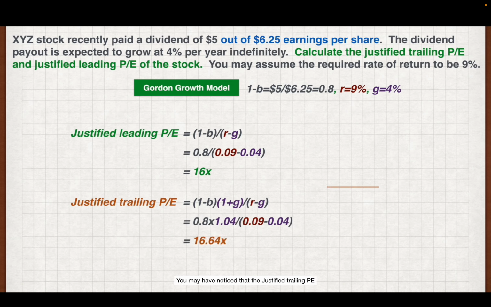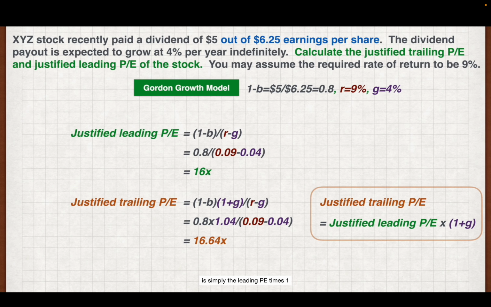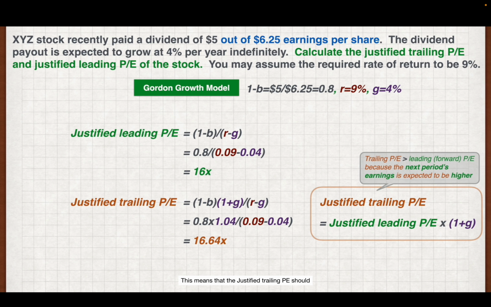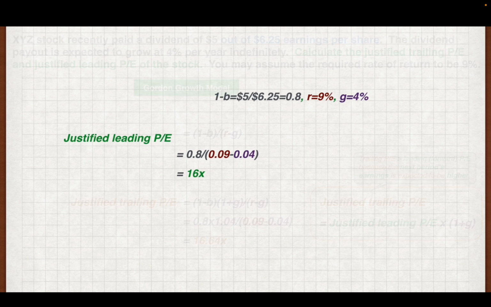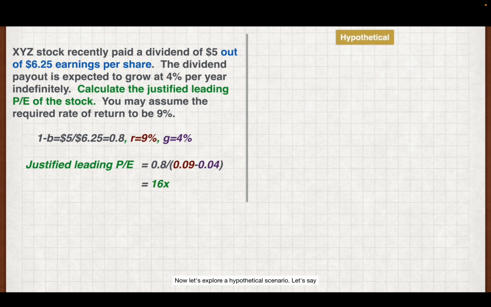You may have noticed that the justified trailing PE is simply the leading PE times 1 plus growth rate. This means that the justified trailing PE should always be higher than the leading PE. This makes sense, as we expect the next period's earnings to be higher, so the leading PE should be lower. Now, let's explore a hypothetical scenario.